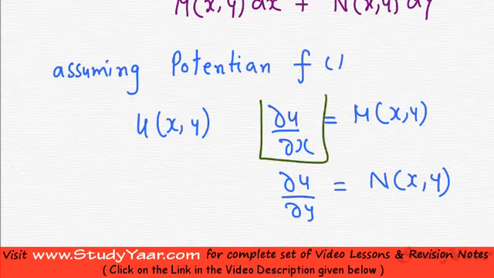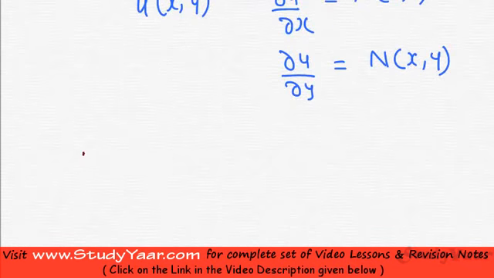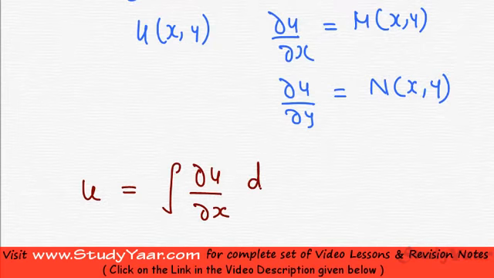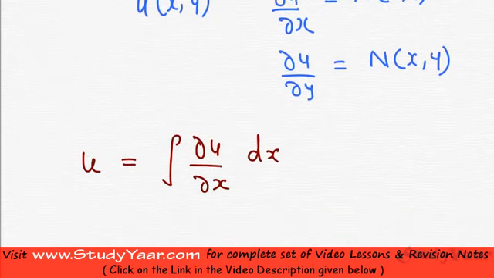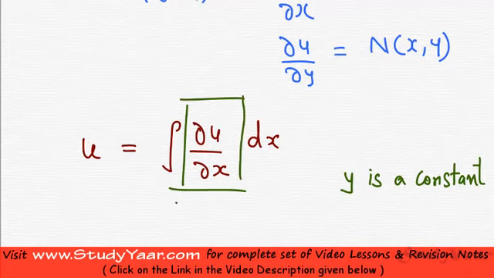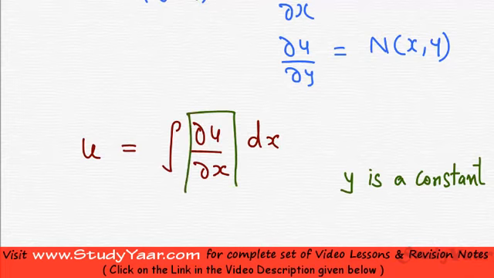I have del u by del x equal to M of x, y. Okay, so my u is going to be equal to what? It is going to be equal to the integration of del u by del x dx, wherein I would assume that y is a constant. Look, you have a partial derivative. When you take partial derivatives with respect to x, you are going to assume that y is a constant. Therefore, when we integrate this, we are going to assume that y is a constant in this expression.